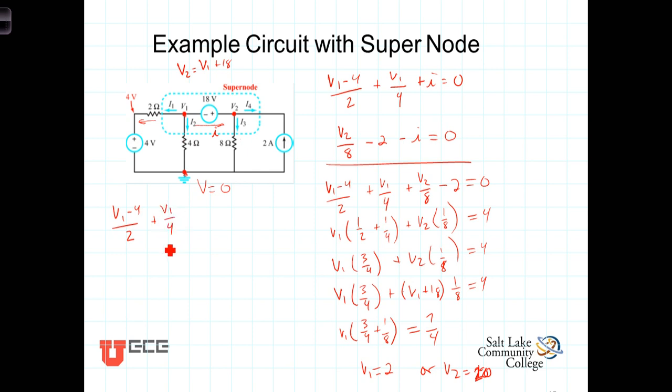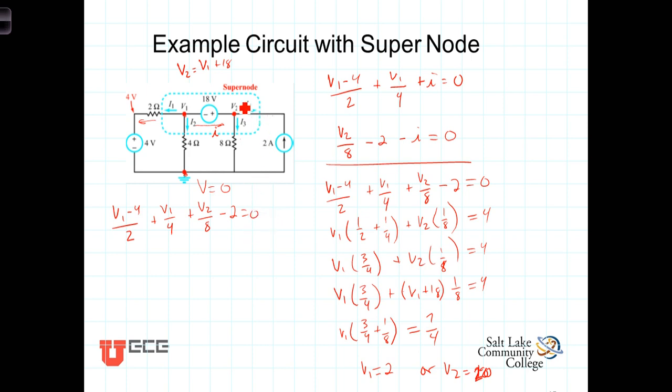Now, you'll notice that this current I doesn't leave the supernode. In fact, it just is contained within it. You can, if you will, think of it as leaving one part of the supernode and ending up in the other part of the supernode, but I does not leave the supernode. So we come over here and account for the currents in these other two branches. The current coming down here through the 8-ohm resistor is V2 divided by 8. And then, of course, we have the 2 amps going in there, which we account for as a minus 2 equals 0.